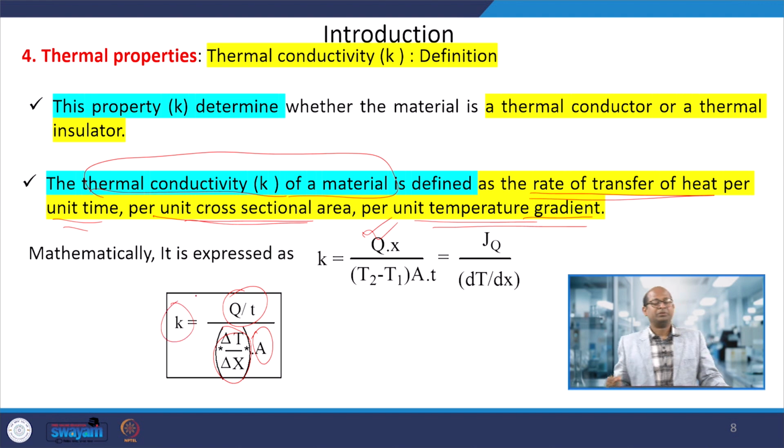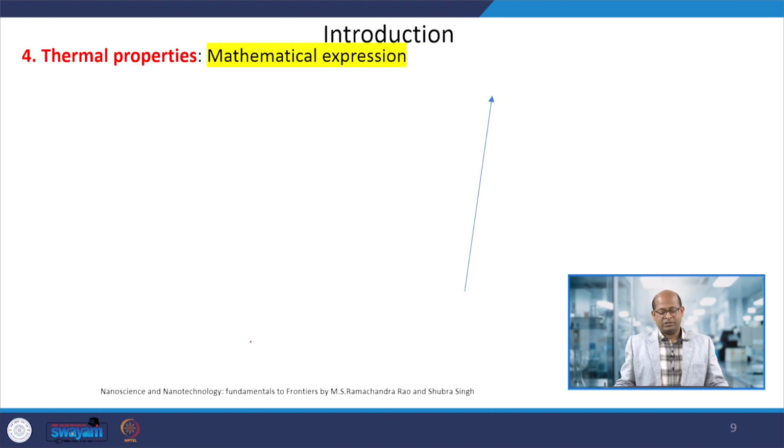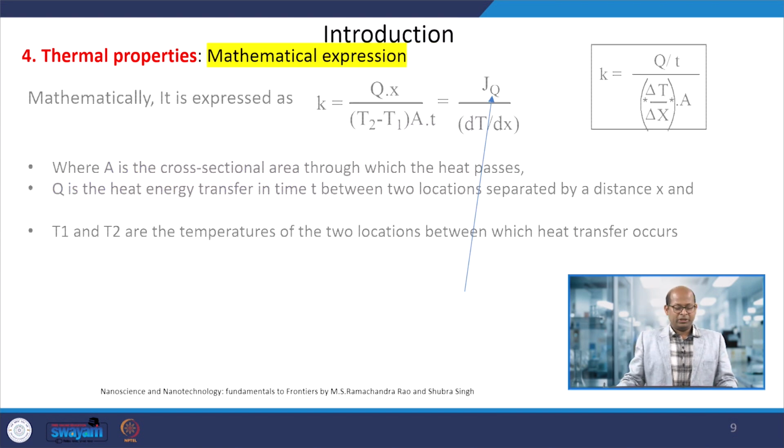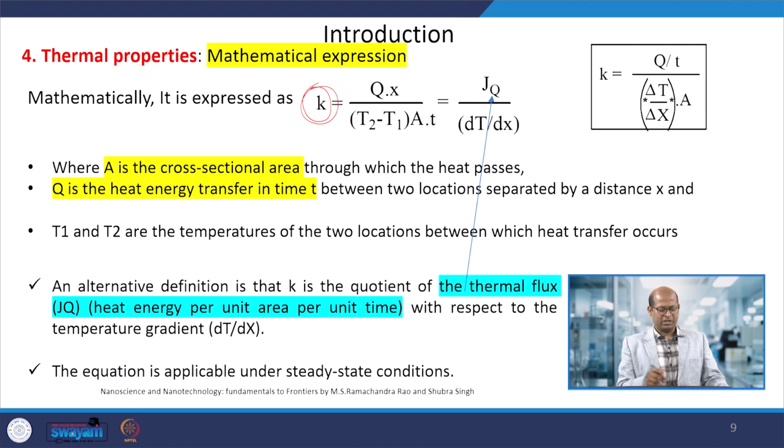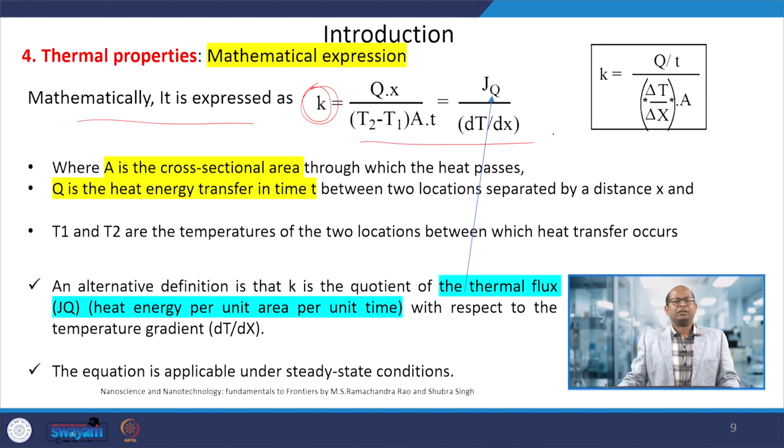So, thermal conductivity K is expressed in terms of Q by T delta T by delta x, and A is the surface area. So, per unit area, what would be the rate of transfer of heat, that is what it measures. Suppose we have prepared materials having a high thermal conductivity, it means the rate of heat transfer would be more. So, this is the mathematical expression by which we can express thermal conductivity.